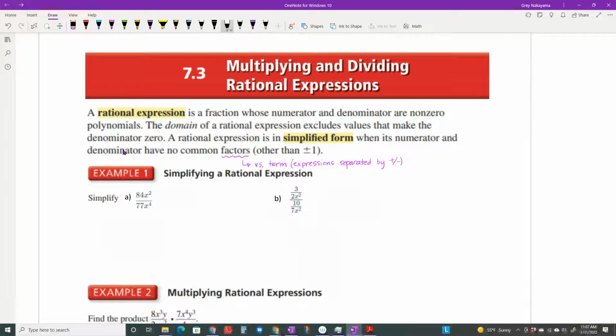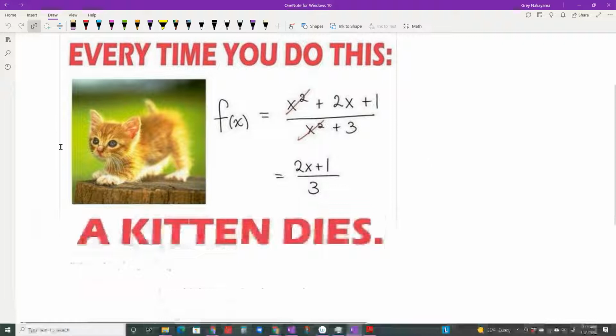Terms are expressions separated by plus or minus. So our chapter theme, this right here is a rational expression. That's what we're doing, rational function. Okay, each of these is a term because they are separated by a plus or a minus.